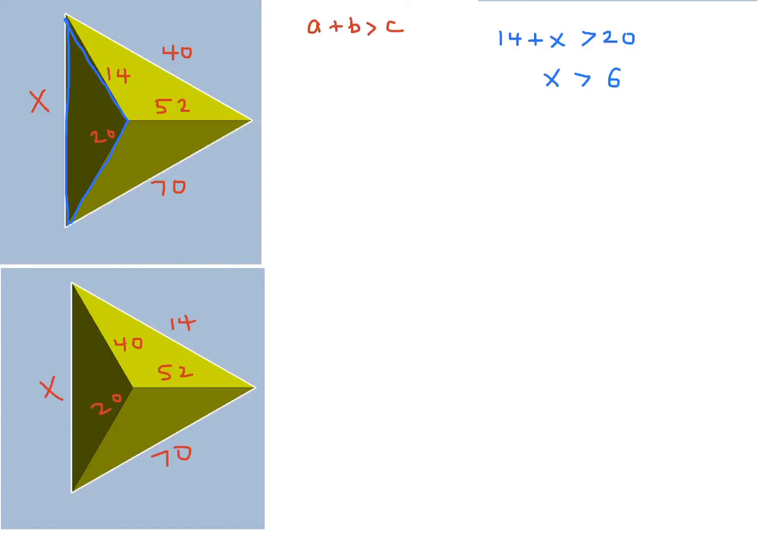Now, staying with the same side for now, there's another relationship, right? And that is that 14 plus 20 have to be greater than x. This 14 and 20 have to be greater than x. So that means that x is less than 34. So with a little bit of patience, you can see that working with one triangle does indeed give you a boundary. So that's great. We've got x is greater than 6, but less than 34.